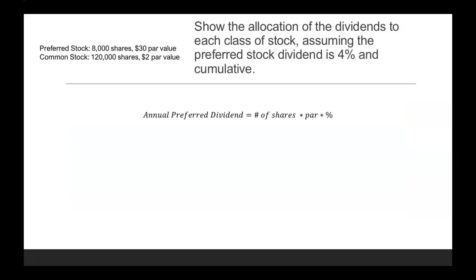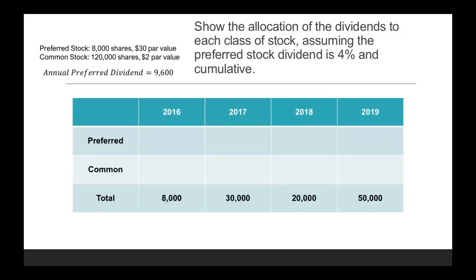So now let's switch it up and say that our preferred stock dividend is 4% and cumulative. So we need to recalculate our annual preferred dividend. Take our number of preferred shares times the par value times the percentage, and we see that our preferred stockholders are supposed to be getting $9,600 every year. Now we can start filling out this table again.